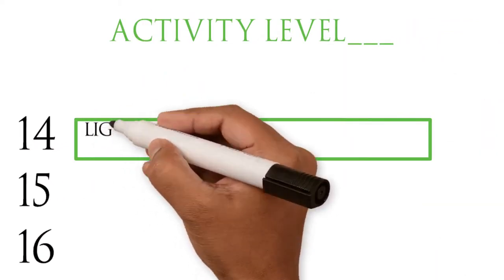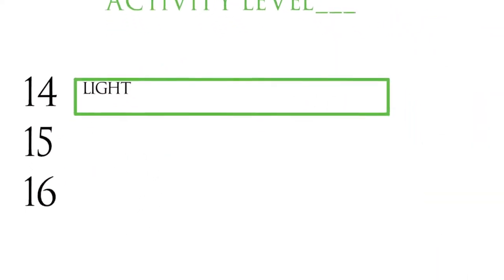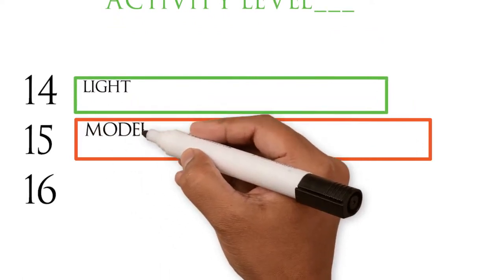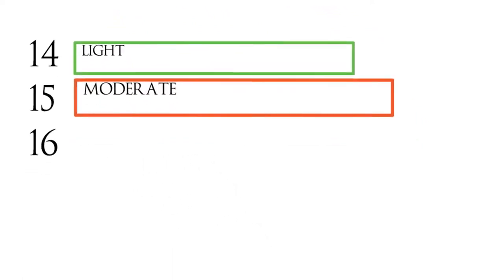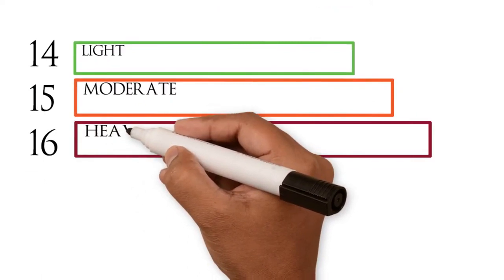14 will be your light day where you'll only be working out once per day. If your day is a bit more strenuous because of work and working out once per day, then you'll write in 15. And lastly, 16 would be if you're working out once a day, lifting heavy items at work, and playing a sport.